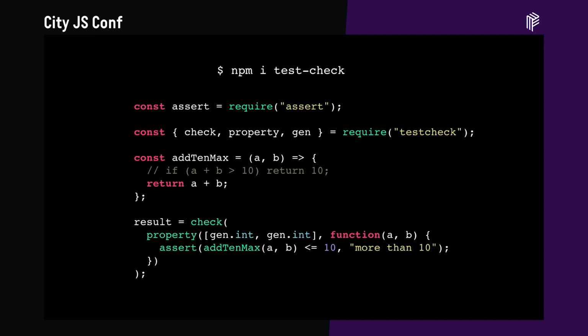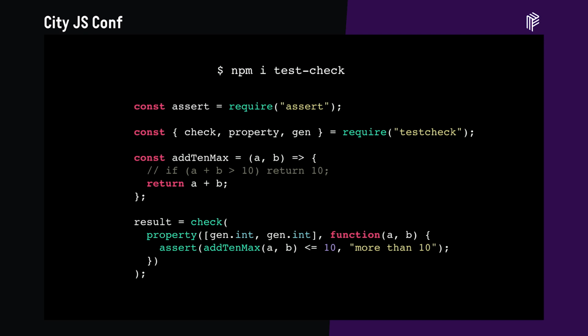So let's say we've got this stupid add 10 max function where we want to add something unless it's more than 10, in which case we'll just return 10. But I was so bored by this function that I forgot to uncomment the line that actually makes it work. How can we test this?